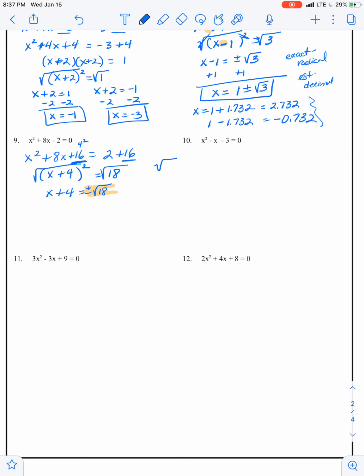So we did simplifying of radicals. So we know this is 9 and 2. So 3 square root of 2. So this is x plus 4 equals plus or minus 3 square root of 2. Move your 4 over. So x equals a negative 4 plus or minus 3 square root 2. Final answer. Again, you could run that in your calculator if you needed to get a decimal value.